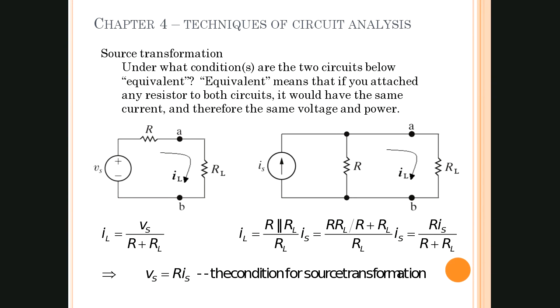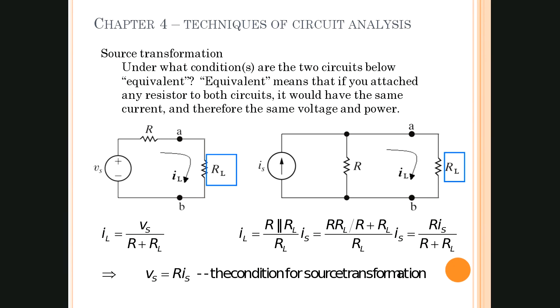So under what conditions are the 2 circuits below equivalent? We're looking at the circuit to the left and the right. And equivalent means that if you attach any resistor to both circuits, it would have the same current and therefore the same voltage and power. And by where it says attach any resistor to both circuits, we're looking at the load resistor, and that would be, let me try to draw a shape here. We're looking at that, and this, right? So under what conditions?